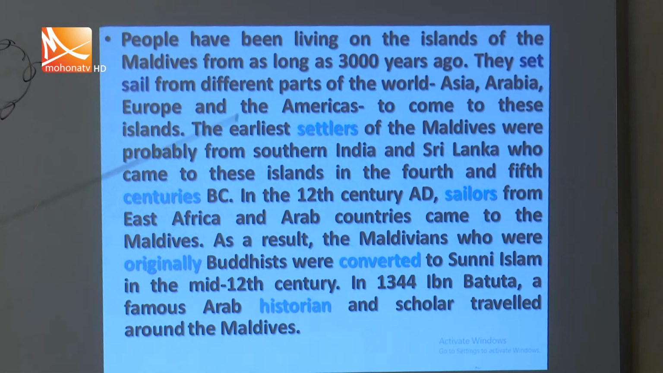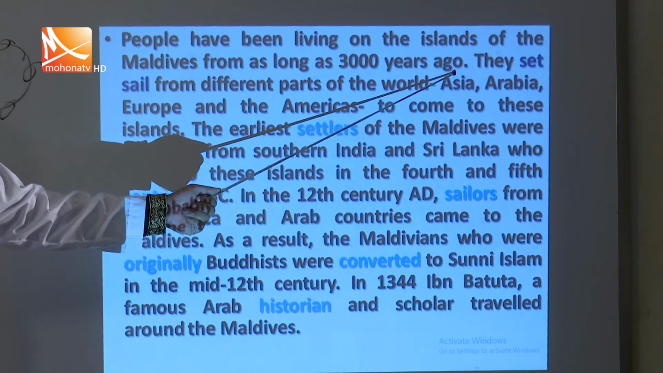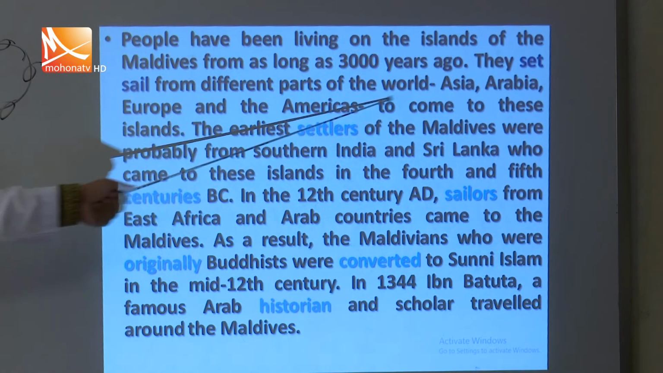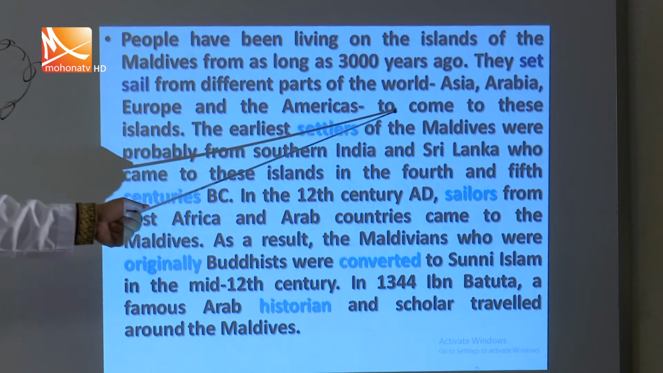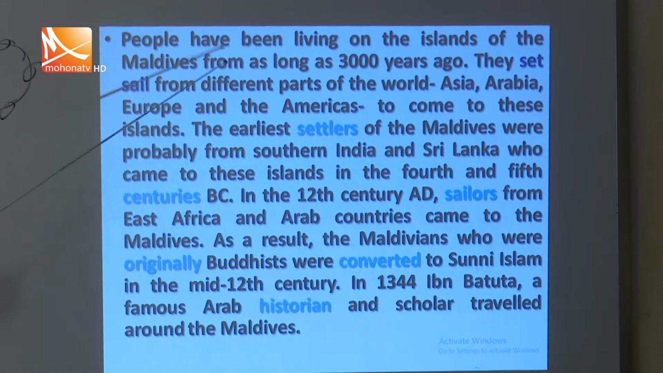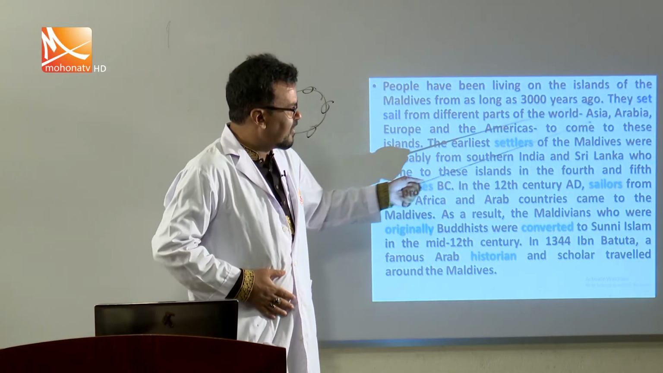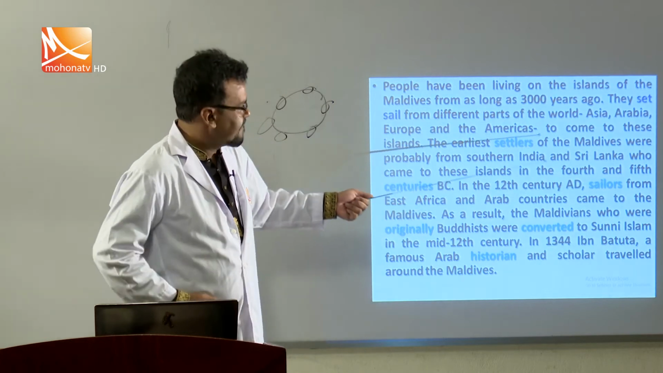People have been living on the island of Maldives from as long as 3,000 years ago. They set sail from different parts of the world, Asia, Arabia, Europe, and America, to come to this island. So people of Maldives are very ancient. They came from different countries, and people are living there for a long time. And from how many countries? From many places people came to settle there.